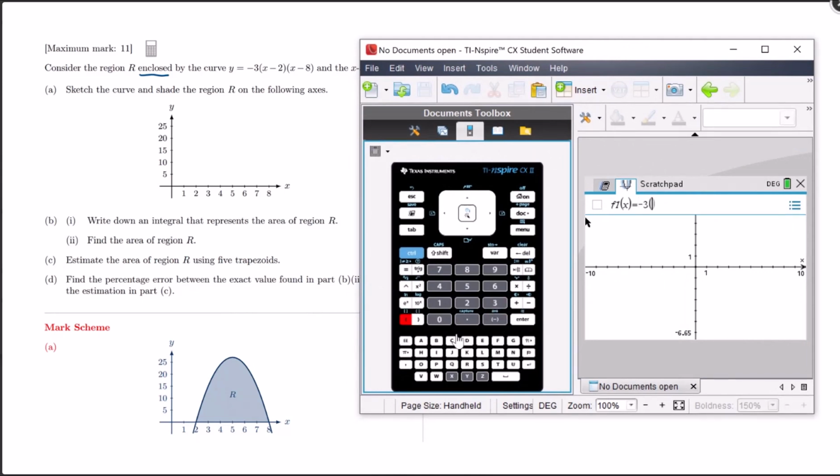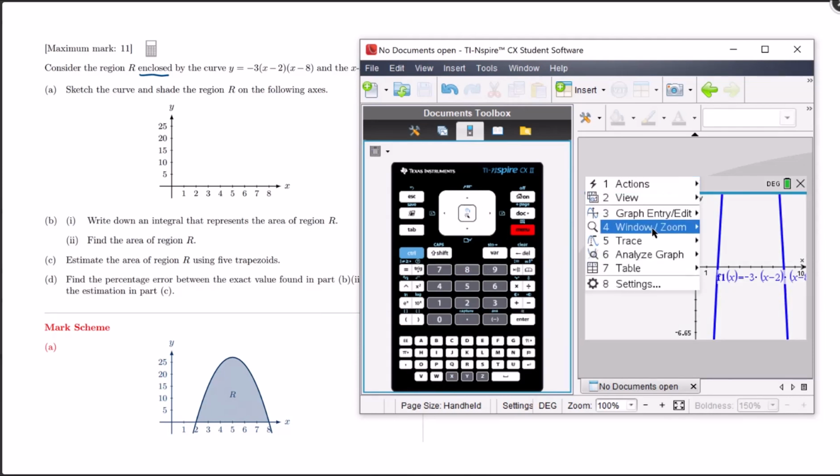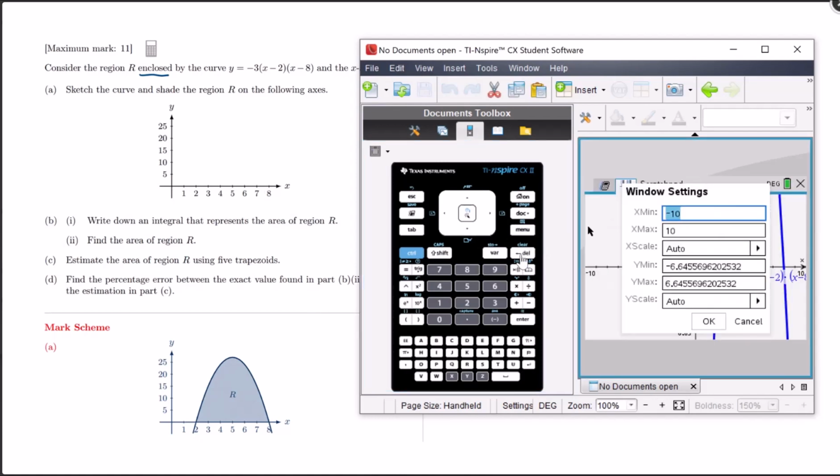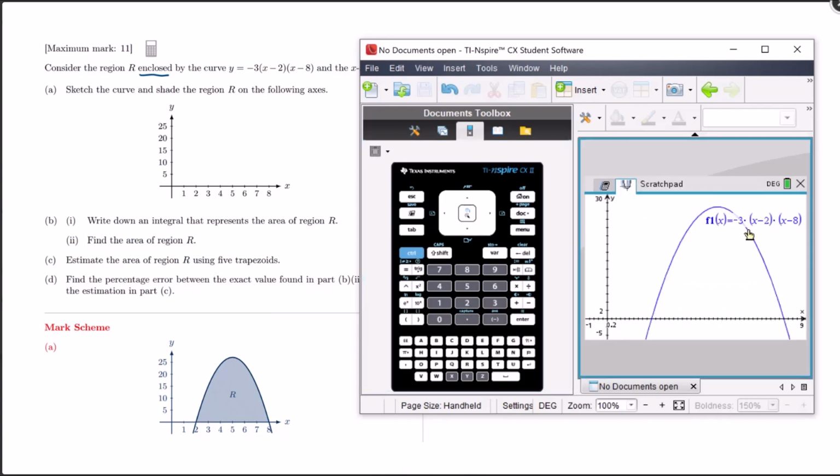So -3 x take 2 brackets, and the next bracket is x take 8. Hit enter. Okay, I'm going to have to zoom out, adjust my zoom setting. Actually, I'll change my zoom settings to match the axes given to me. So window settings, it's from say 0 to 8. So I'll go from say -1 to 9, just so I can see 0 to 8 clearly, and on the y-axis goes up to 25. So I'll go from say -5 up to 30. Okay, so that's it there.